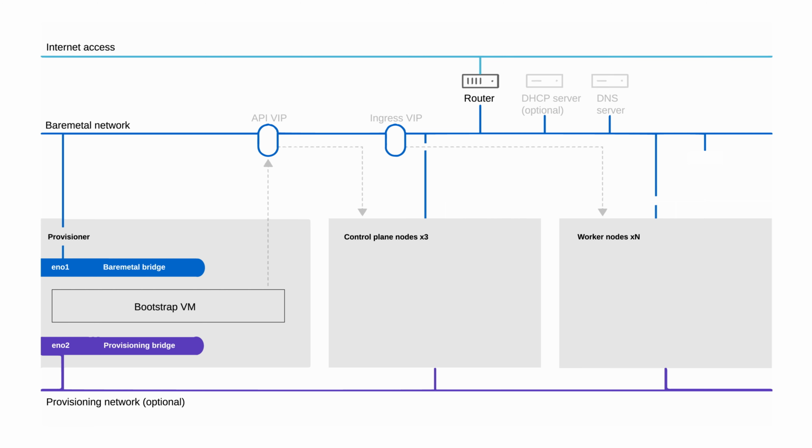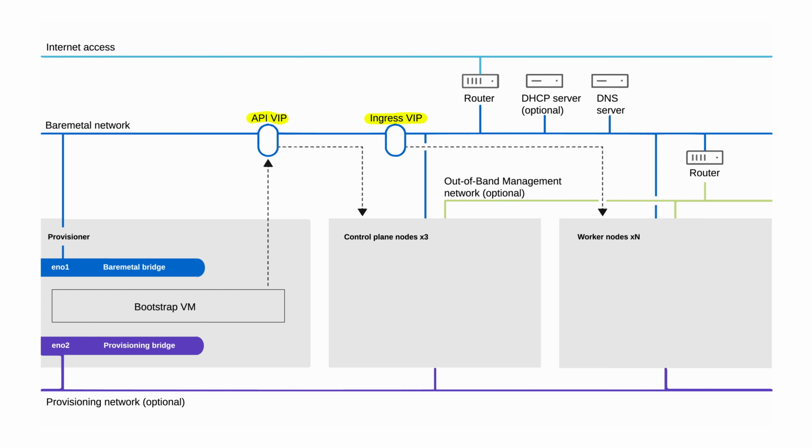Finally, we need access to a DNS server and 2 A records. First for the Kubernetes API and a wildcard for the application ingress API. A DHCP server is optional. Also, an out-of-band routable management network is optional, but can be helpful for easier access to the cluster.